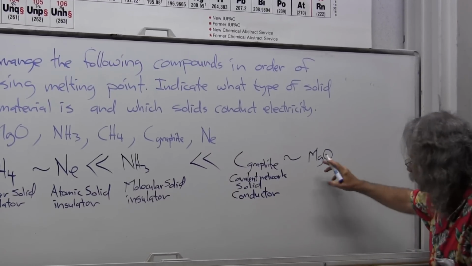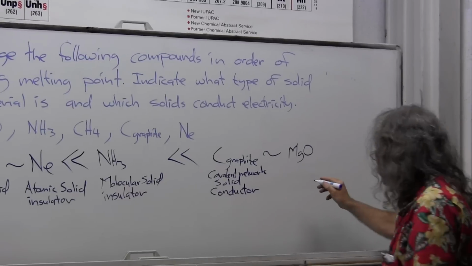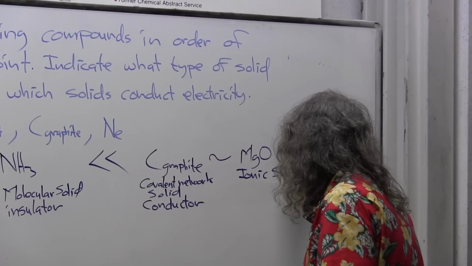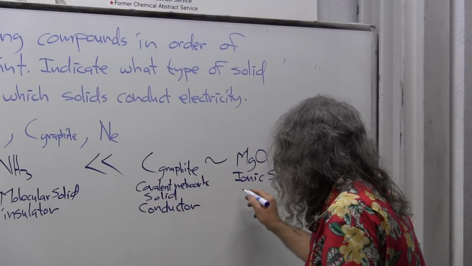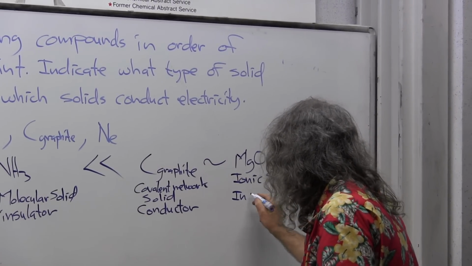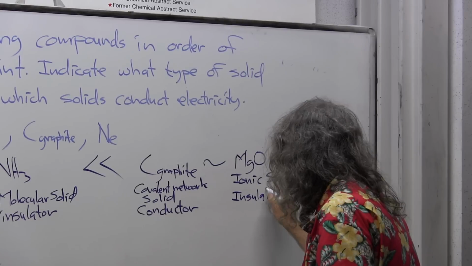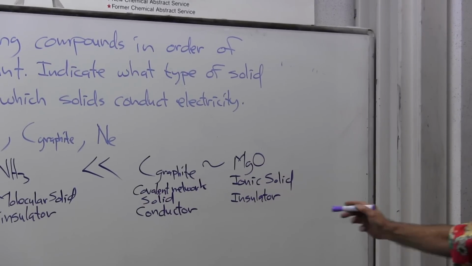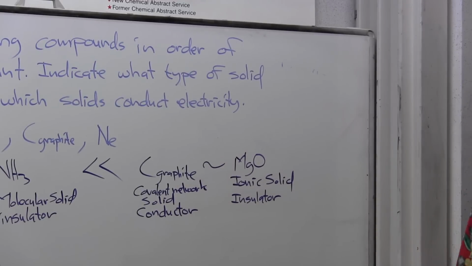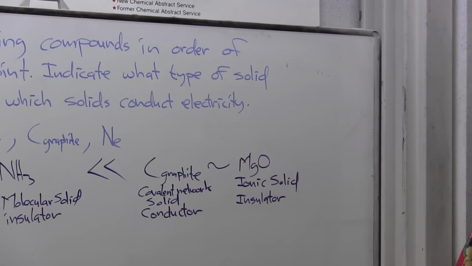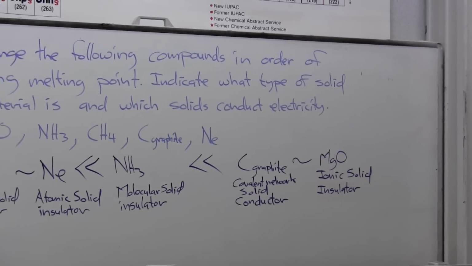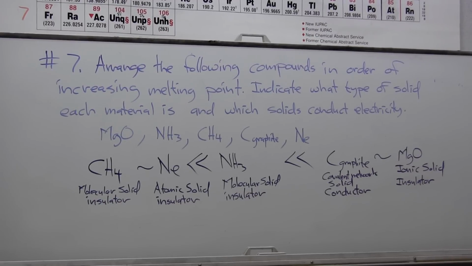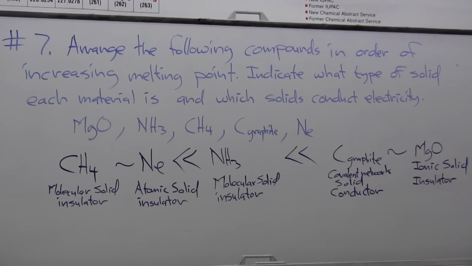And this is magnesium oxide, which is an ionic solid, and it is an insulator. And that would be the highest. I couldn't pick which one's going to be highest melting a priori, certainly, unless you happen to have direct measurement. I couldn't predict beyond that, and I wouldn't expect you to.